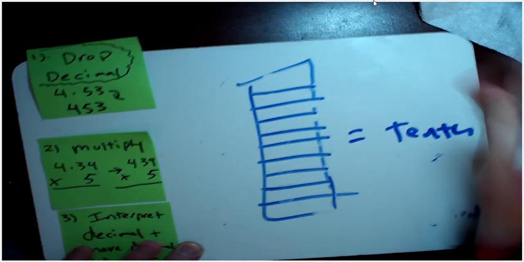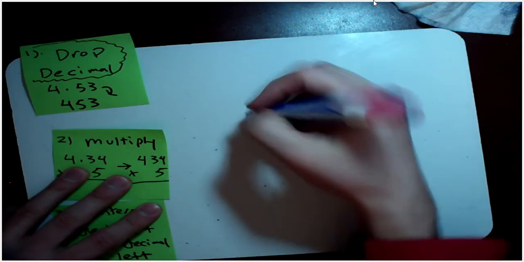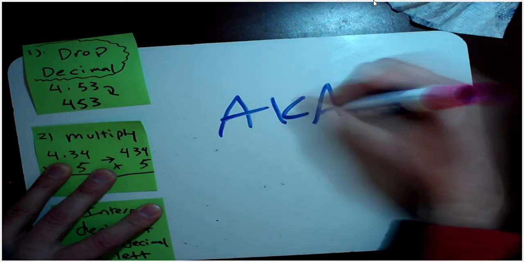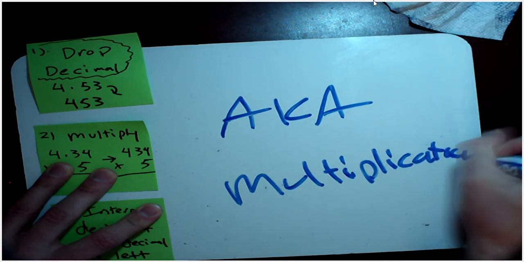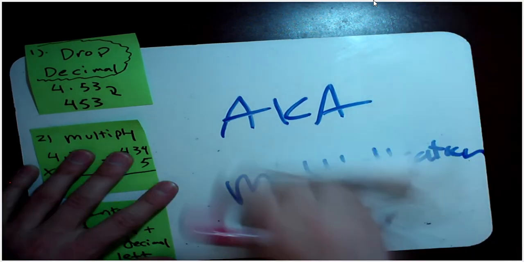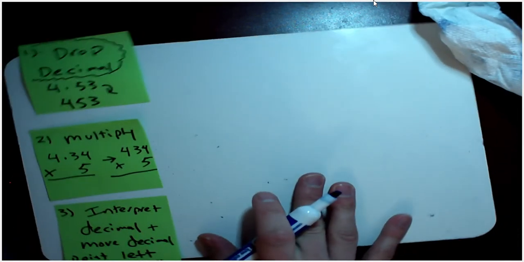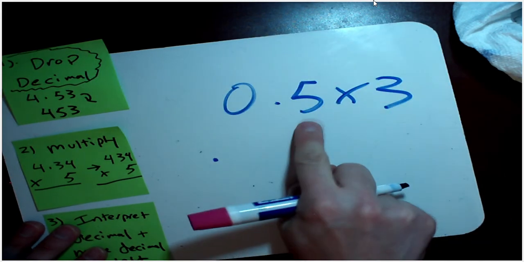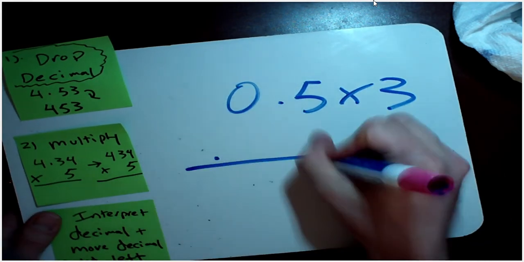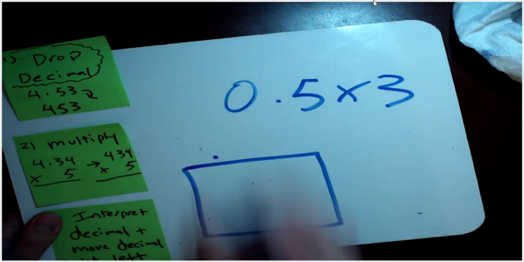And when you are doing repeated addition, aka multiplication, all you are doing is adding those together. So if you were doing 0.5 or 5/10 times 3, you would be adding 5 of those tenths together, which, if you think about that, there are 10 tenths in the cube.